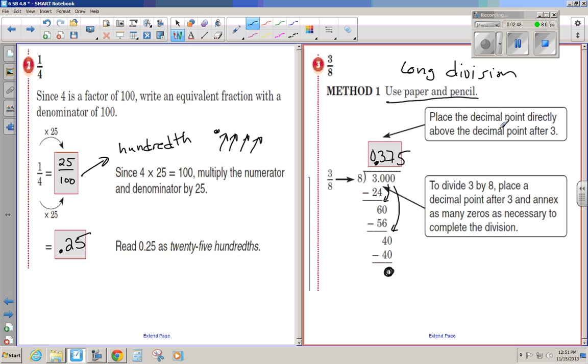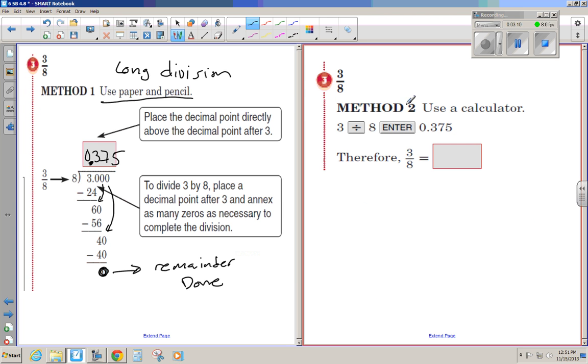So, place a decimal point directly above the decimal point. 3, annex as many zeros as necessary. Basically, we put a 3 here, but we put in zeros whenever we need one. Once you get a 0 remainder, then you are done. All right, or you could use your calculator. Use a calculator and know that this is the division symbol. 3 divided by 8. There are a lot of ways of setting this up.